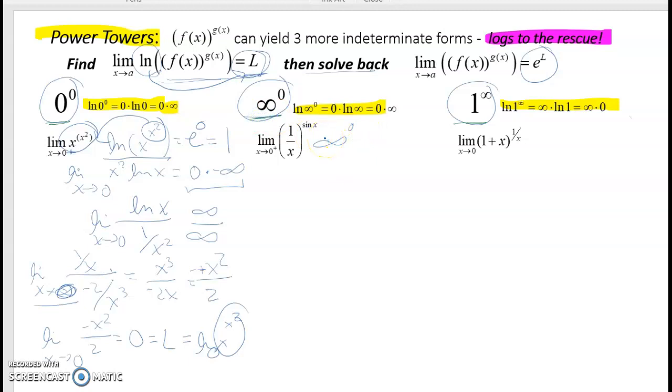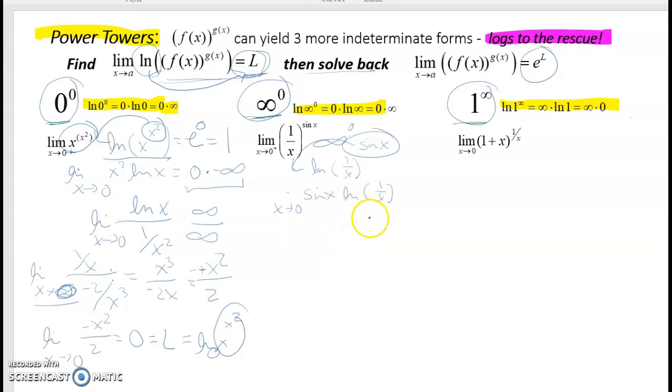Let's take the logarithm of it, because then we know we can use log properties to help us. So instead, we're going to look at ln of 1 over x to the sine x. Log properties, sine x times ln of 1 over x. We look at that as x goes to 0. We're at 0 times ln of infinity, so 0 times infinity. That's good to go.